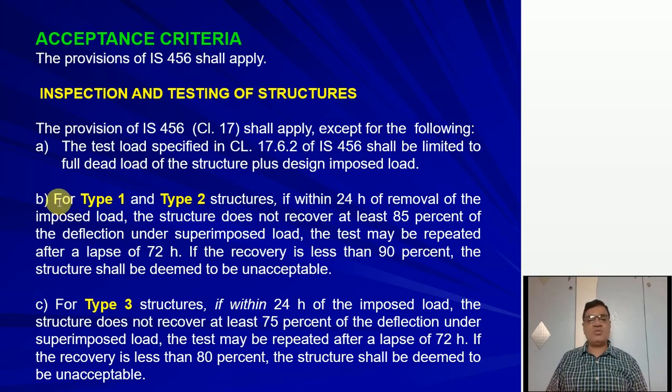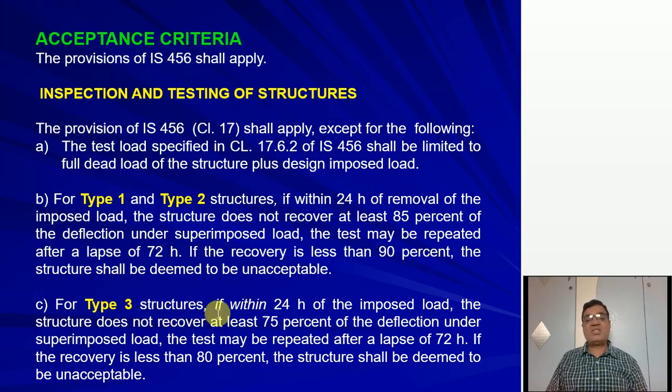So again, two sub points are given here. For type 1 and type 2 structure, if within 24 hours of removal of the imposed load, the structure does not recover at least 85% of the deflection under superimposed load, the test may be repeated after a lapse of 72 hours. And if the recovery is less than 90%, the structure shall be deemed to be unacceptable. So this is related to the recovery of the deflection.